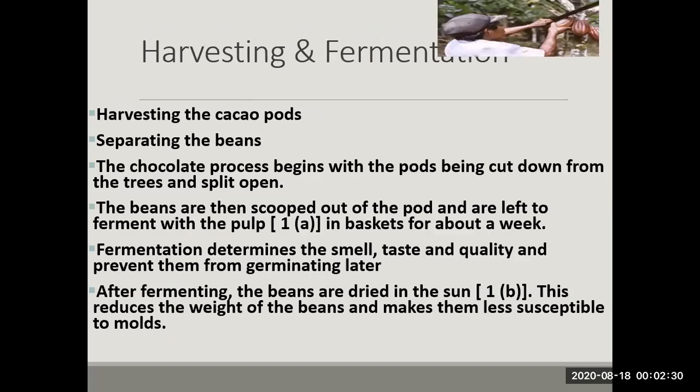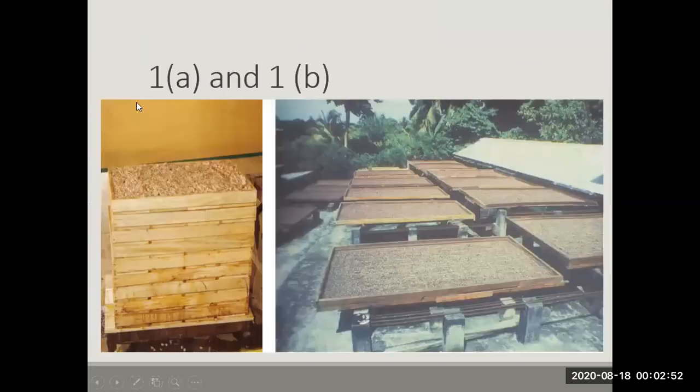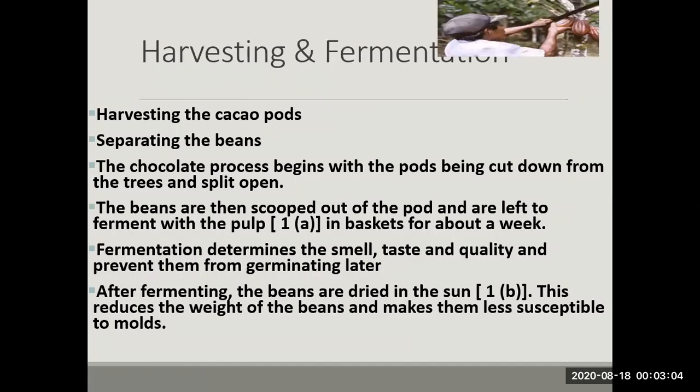First of all, that is harvesting and fermentation. In that step, we harvest the cocoa pods from the tree, then we separate the beans from the cocoa pods, and after that, the beans are left for fermentation for a week, sometimes for 2 weeks. For that reason, the beans are separated from the pods and kept in baskets, and then kept for fermentation for some days.